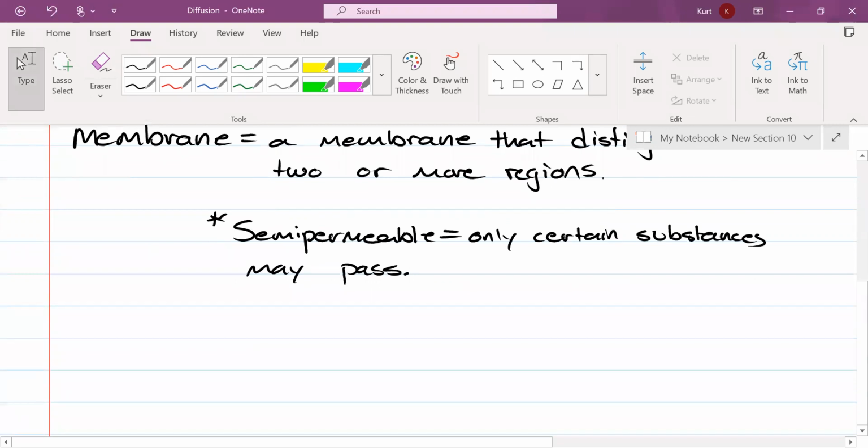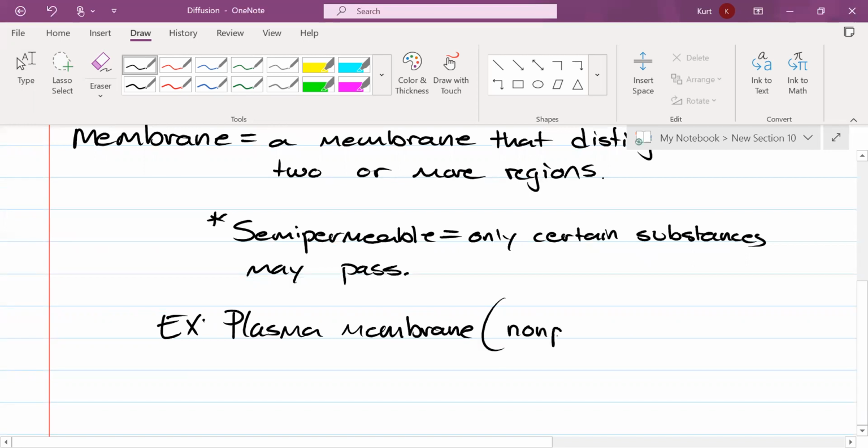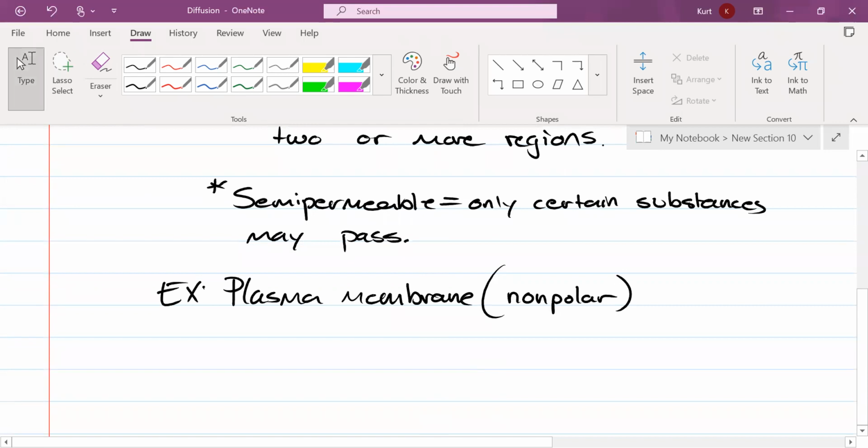So if you take a look, I'm going to pause this in a little bit so we can work on your study guide here. Let's talk about a plasma membrane for an example. Let's see what you remember from a few days ago. Is the plasma membrane polar or nonpolar? It is nonpolar. Very good. So what types of substances would you expect to be able to move across a plasma membrane from one side to another? Polar substances or nonpolar substances? Only nonpolar substances will be able to pass through.